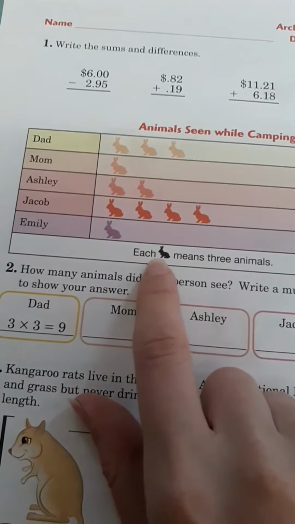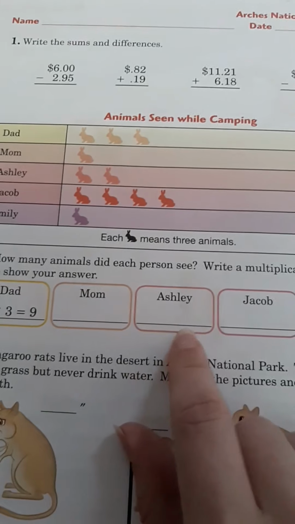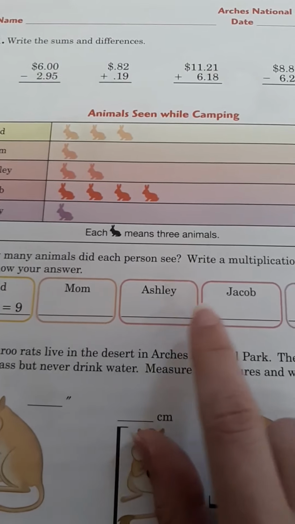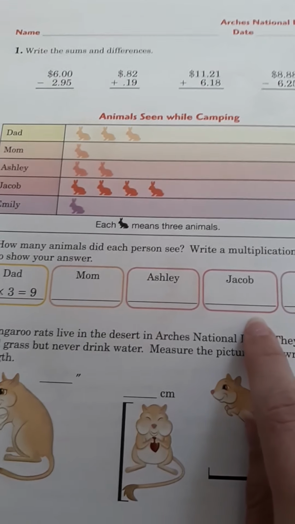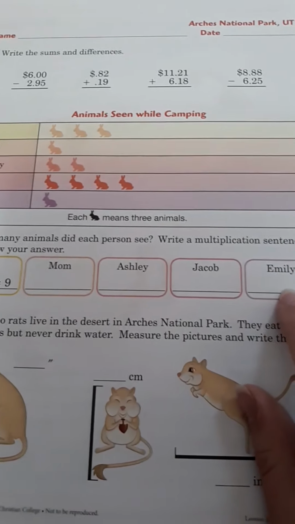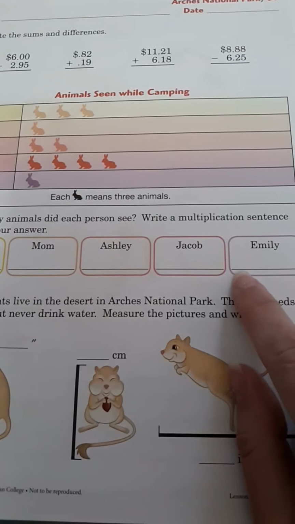Here, Ashley saw 2 times 3. 2 times 3. And then write your answer. Jacob saw 4 times 3. How many did Emily see? 1. Yeah, Emily saw 1 times 3. And then write your answer.